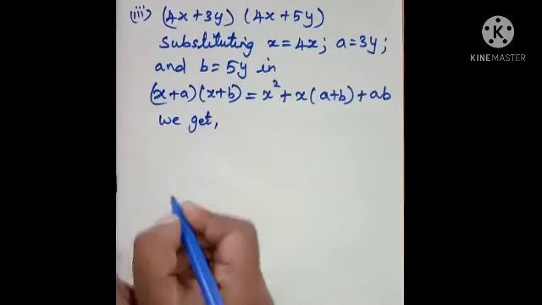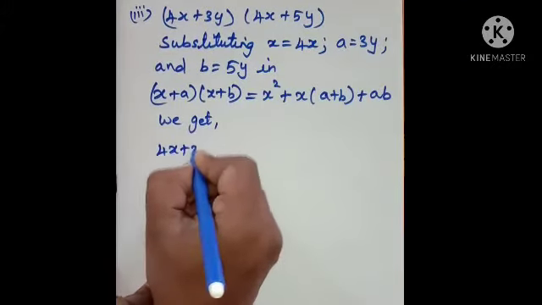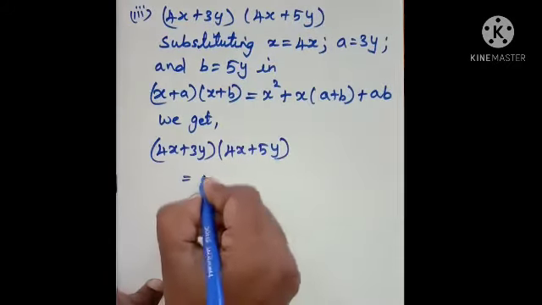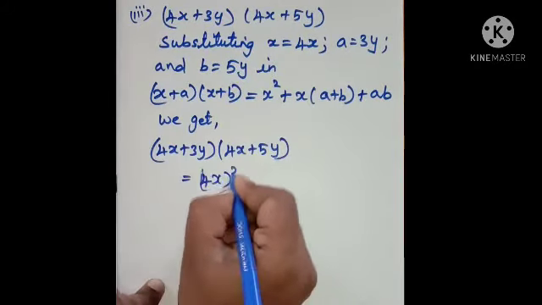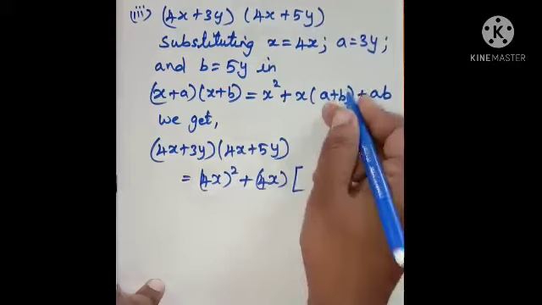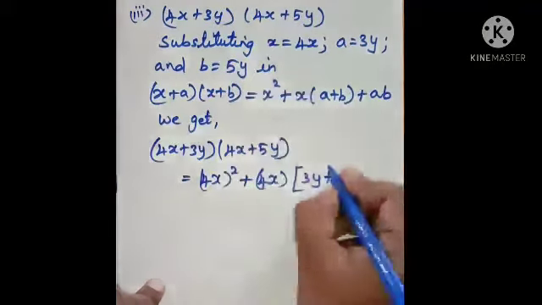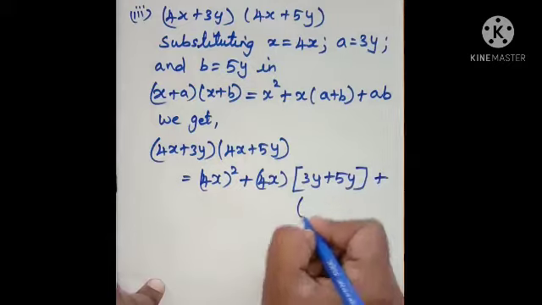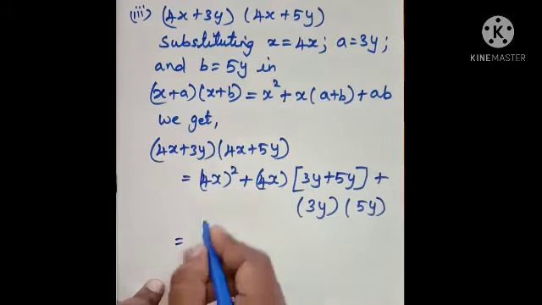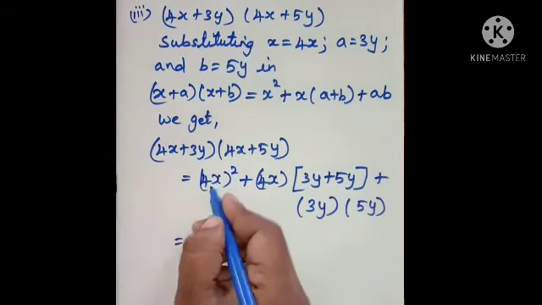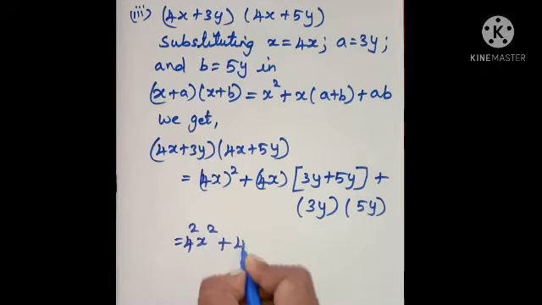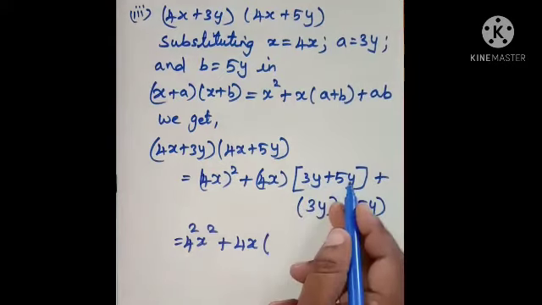We get (4x + 3y)(4x + 5y) is equal to, in place of x, (4x)² plus 4x into (3y + 5y) plus 3y into 5y. Now here the square is common for both the values 4 and x. 4² x² plus 4x into (3y + 5y).